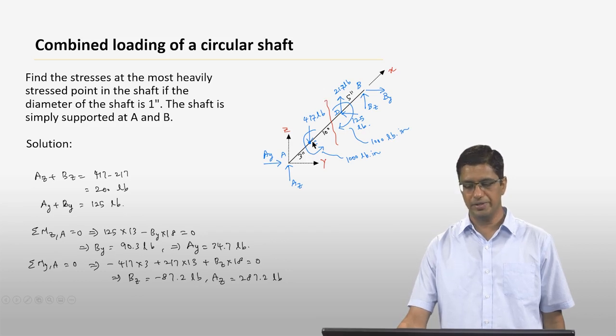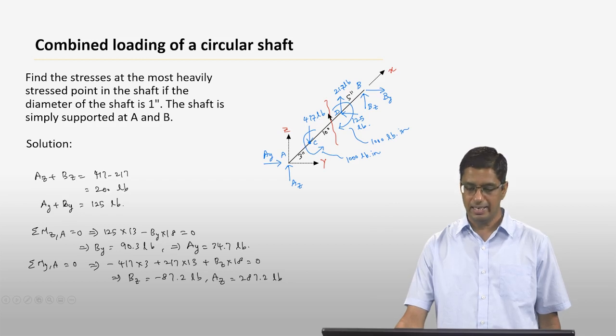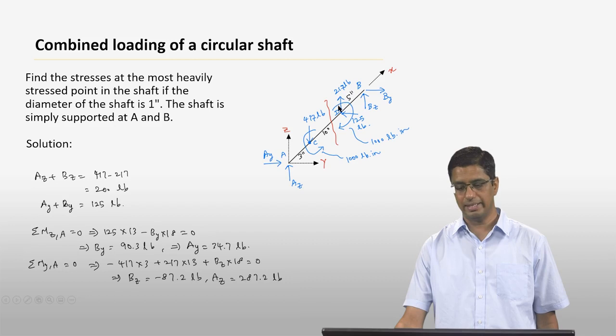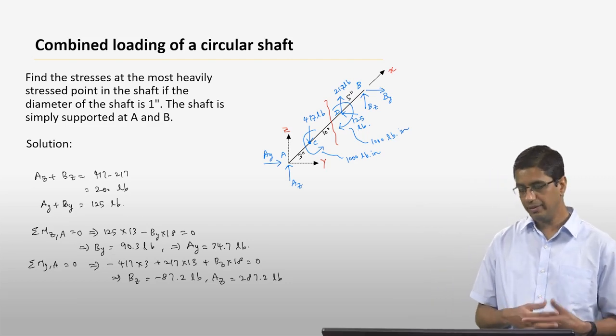If you look at point C here, which is 3 inches from point A, you have a force of 417 pounds that is acting in the minus Z direction. Similarly at point D here, you have two forces: one acting along the plus Z direction of 217 pounds, and a force that is acting in the minus Y direction of 125 pounds. Okay, so these are the forces that are acting on the shaft.